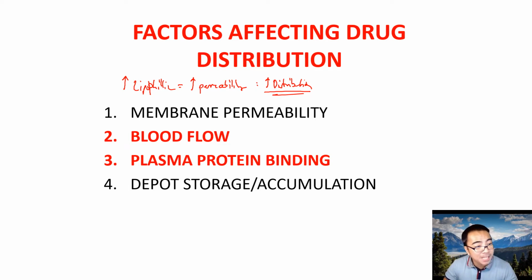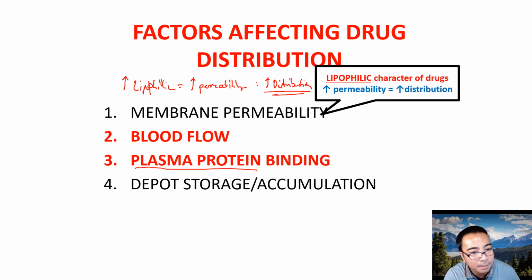Okay, next one, class, is plasma protein binding. The more a drug is plasma protein bound, take note of the term, plasma protein, meaning these are the proteins in your blood. So, kumbaga, class, yung mga plasma protein na to, pinipigilan nila yung mga gamot na lumabas ng dugo. Okay, they want the drug to stay in the blood. And if the drug stays in the blood, then the drug cannot distribute. That's why it's another major factor that affects drug distribution.